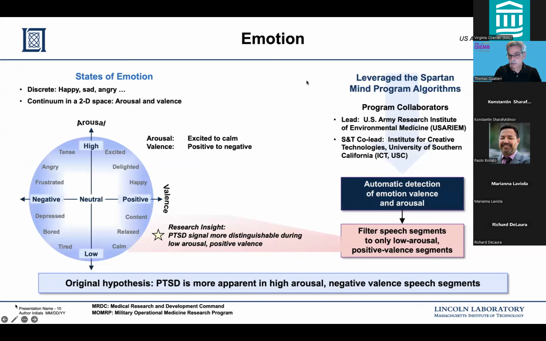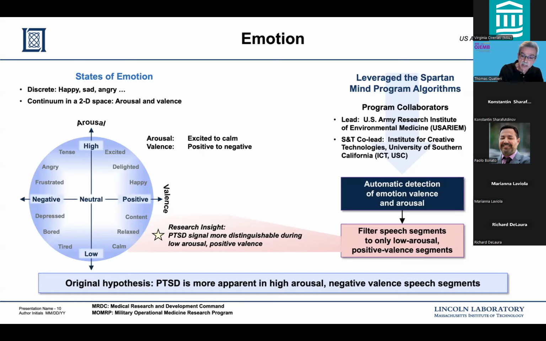And what about emotion? Emotion is the other block, the other module that I mentioned within our digital twin that we're trying to get at. I think we all intuitively know that emotion comes in discrete forms: happy, sad, angry, frustrated, dysregulated, and so forth. Those are discrete states. But we can map these discrete states into a continuum in a two-dimensional space, which we call arousal and valence. Arousal means excited to calm. Valence means positive to negative.